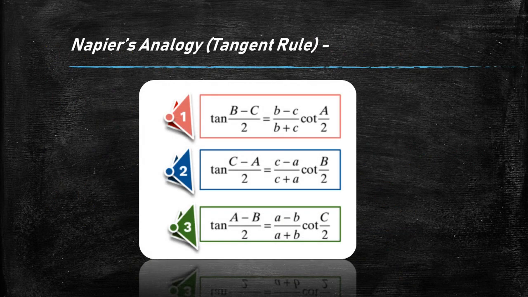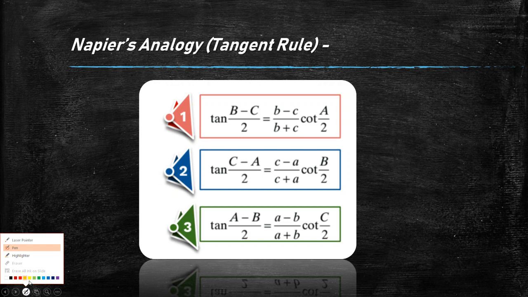Okay, so now let us move to our next topic, which is Napier's analogy, or we also call it the tangent rule. Now what is my tangent rule? The tangent rule is not that easily provable, so we can't prove it by a normal method. So I will just prove here that LHS equals RHS.